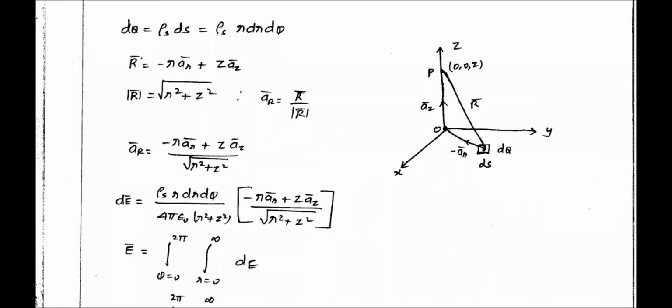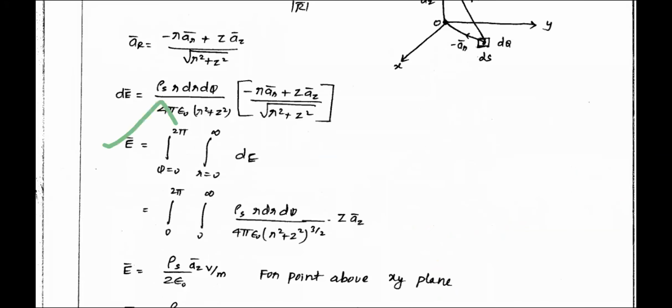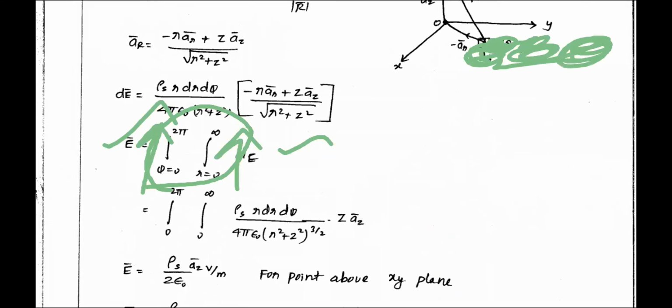If you want the total electric field, you know the differential electric field. Then you integrate with these variables, because phi can be from 0 to 2 pi, and R can be anything from 0 to infinity. That means you are extending this small elemental surface to the entire infinite plane. That is the idea of this integration.